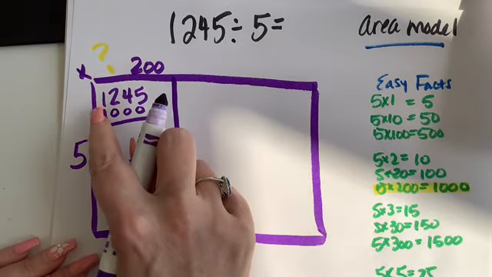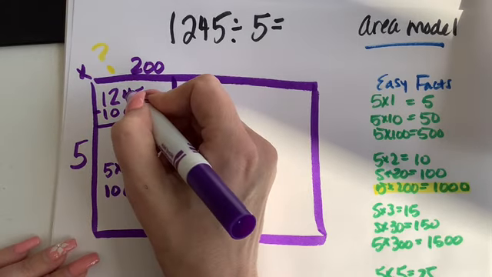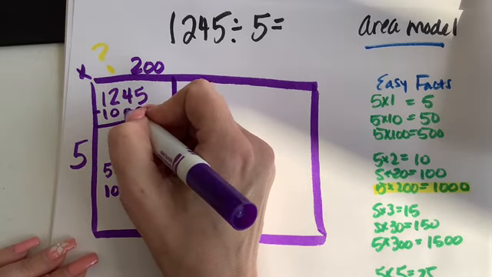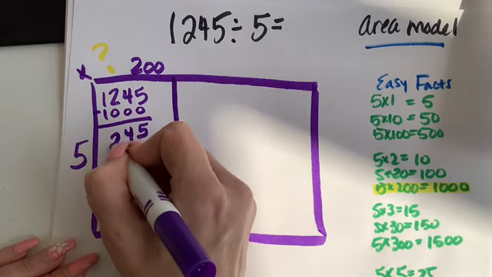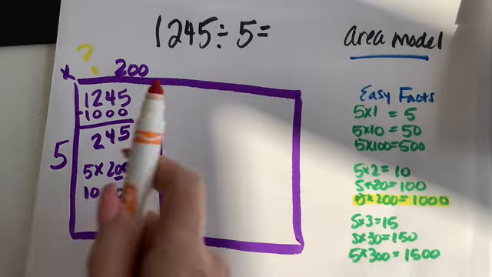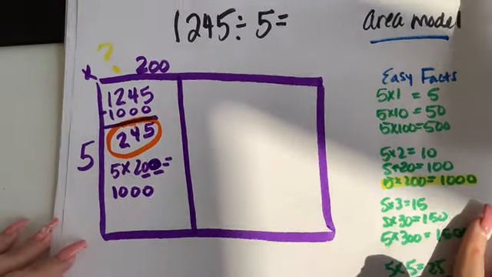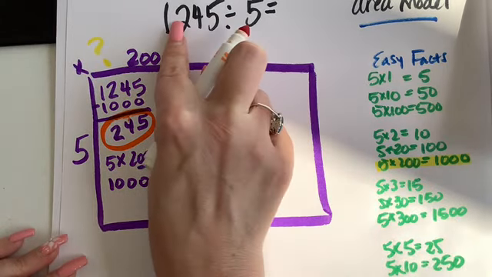So now I'm going to subtract. 5 minus 0 is 5. 4 minus 0 is 4. 2 minus 0 is 2. 1 minus 1 is 0. So I have 245 left out of my total area.